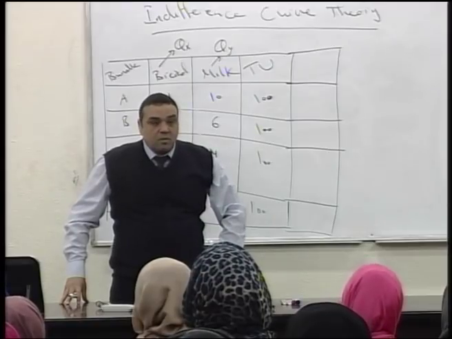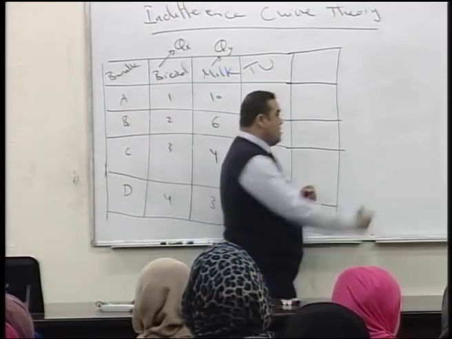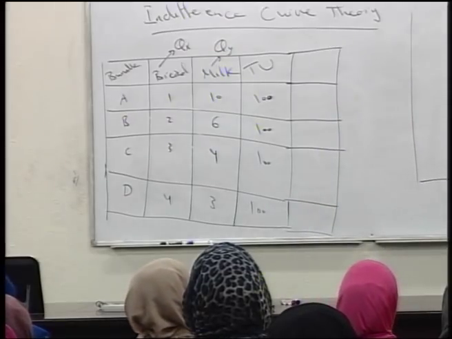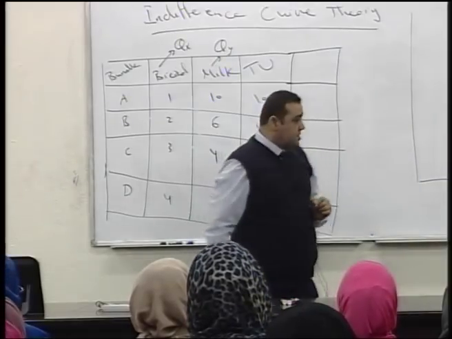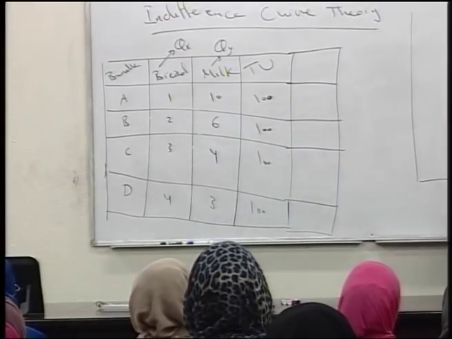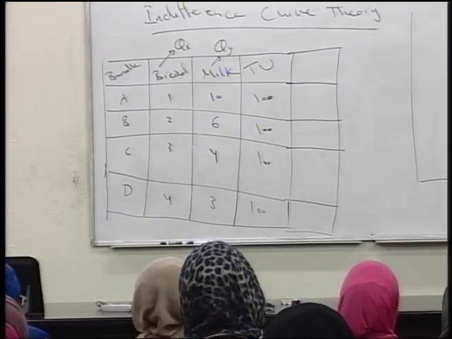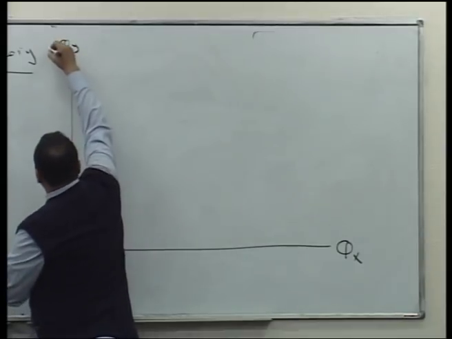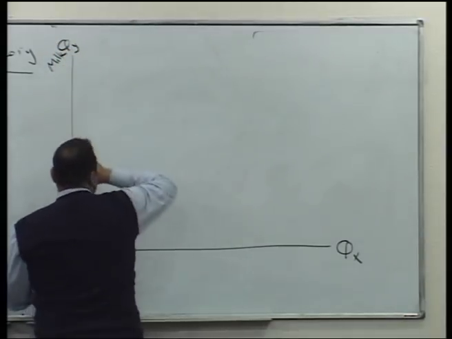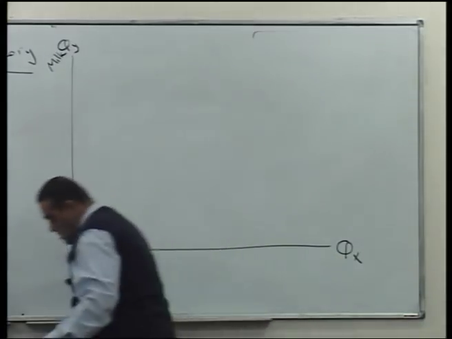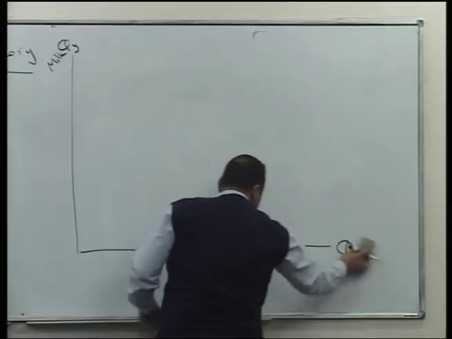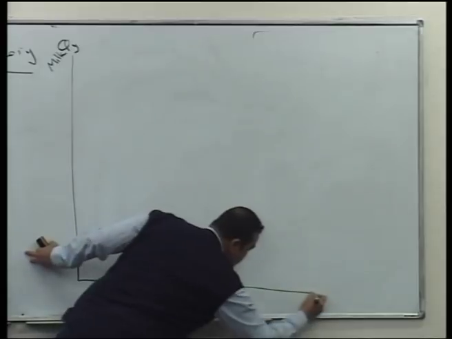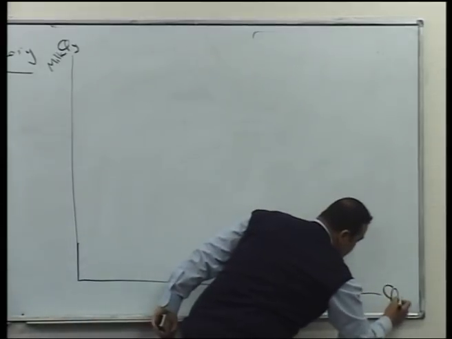تمام. Now let's study the relationship between the quantity consumed of X and the quantity consumed of Y and the total utility obtained under the different bundles. Quantity consumed of X and the quantity consumed of Y. Here, Y is the milk, and X is the bread. Quantity X is the bread.